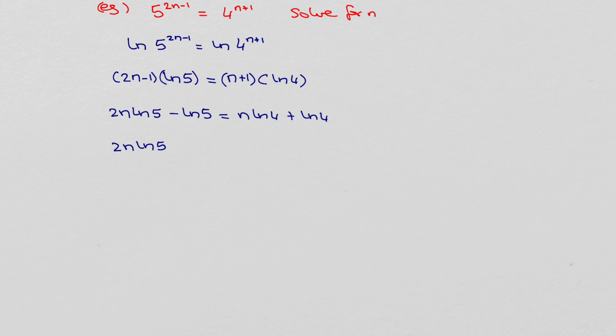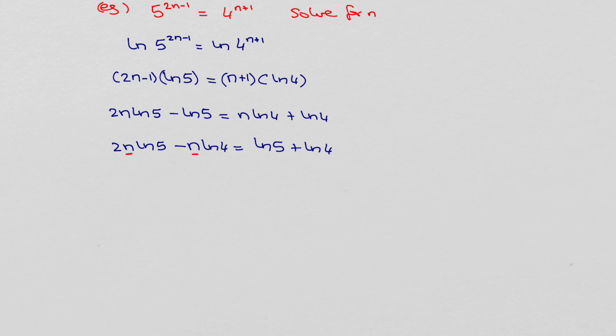I have an n natural log of 4 on the right-hand side, so I'm going to subtract that from both sides, which gives me minus n natural log of 4 and plus natural log of 4. So there's no n coefficient there. So now on the left, I have an n and an n.